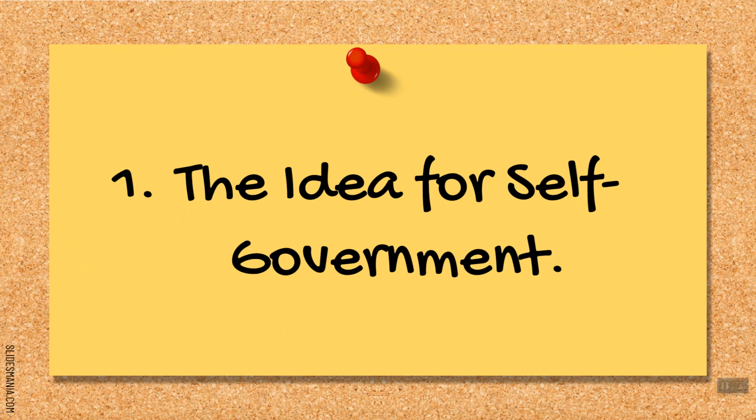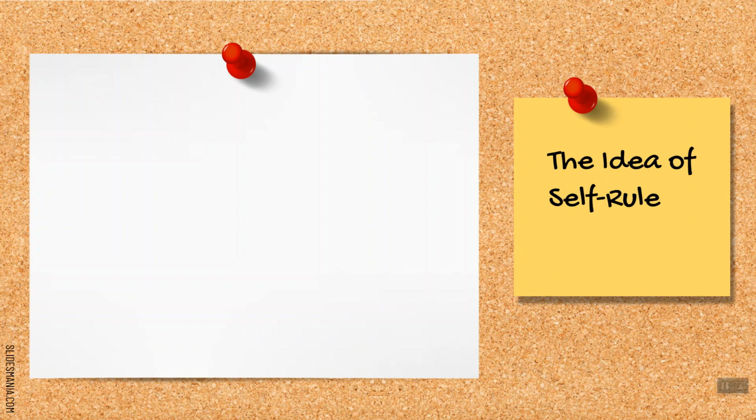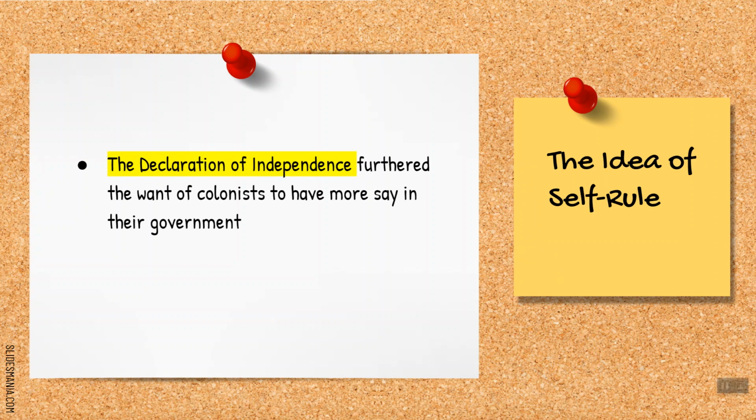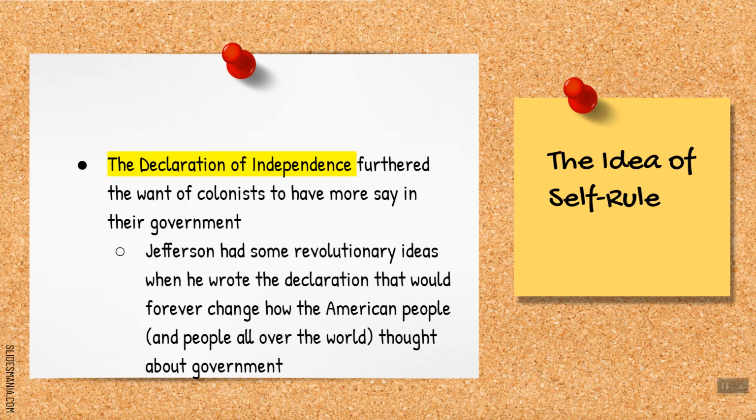So the idea of self-government. Well, it's the idea of self-rule. The Declaration of Independence, written by Thomas Jefferson, really furthered what the colonists wanted when they said that they wanted to have more say in their government. They wanted representatives. They wanted to be able to take control of who was ruling their country. Jefferson really had some revolutionary ideas when he wrote that declaration. And it's really what would forever change how the American people and really people all over the world thought about government. Remember, a king was kind of just born to be the ruler, whether they were a good person or a bad person, they were the king.